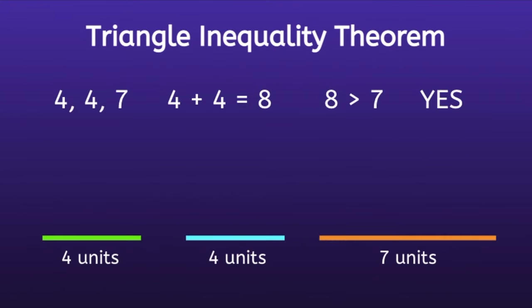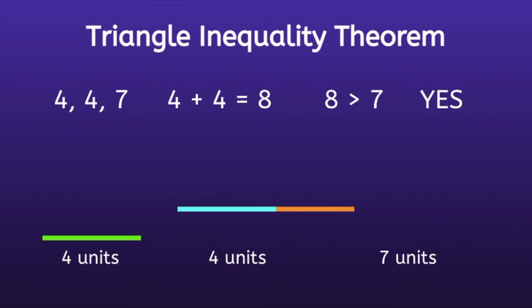Let's make sure by actually creating the triangle. So we'll start with the 7 units as the base of the triangle. Then we'll put the first 4 over that, and the other 4 over that as well. Notice how the two 4s overlapped. So now we can change the angles of those two legs until it forms a triangle. So the side lengths 4, 4, and 7 do in fact form a triangle.